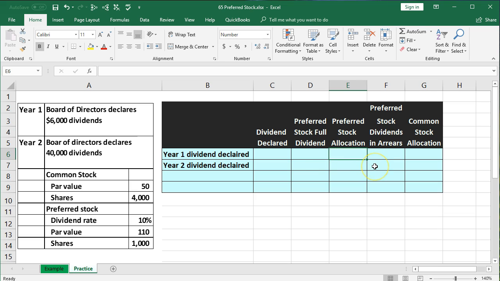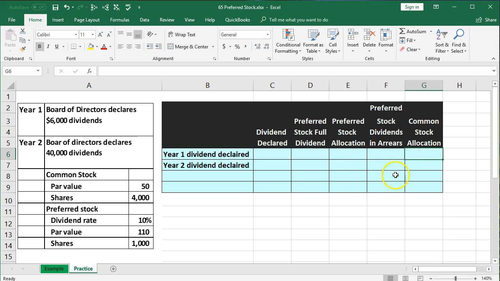And then we've got the preferred stock dividends in arrears, which is going to be the dividends that have not yet been paid, meaning if they didn't get their full dividend, then in future years, we owe them that dividend. We don't have to pay it at this point in time, but we owe it in the future, and we have to pay it before we pay the common dividends. And then we're going to have the allocation to the common dividends.